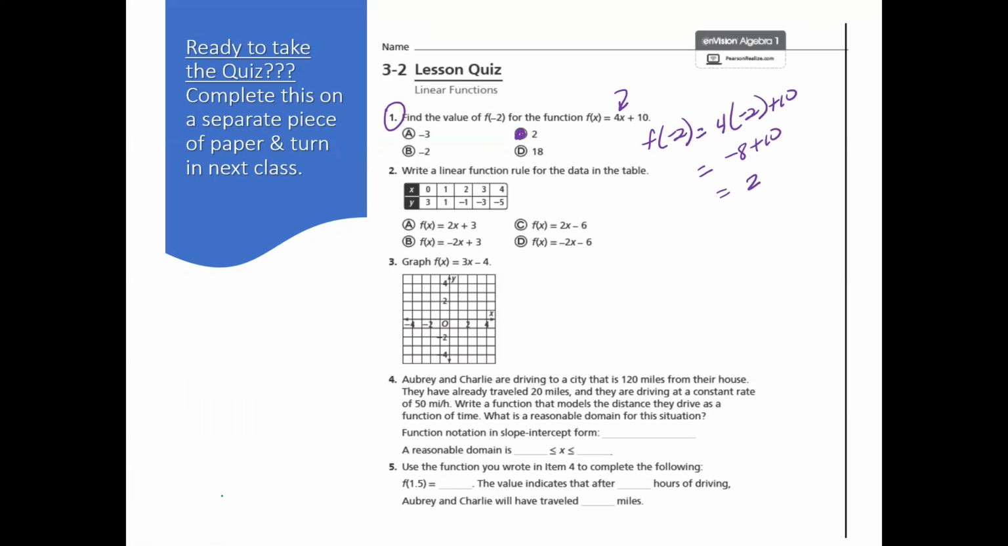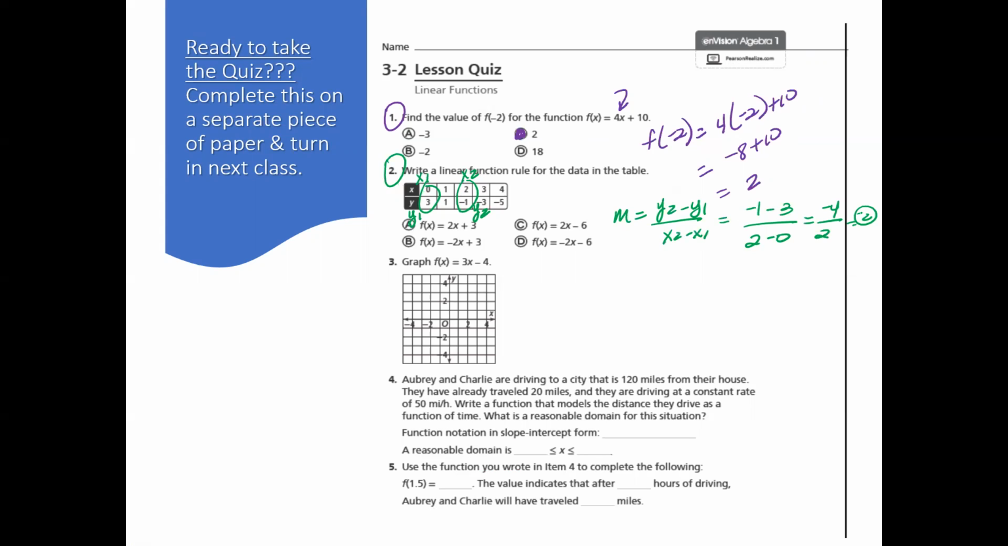Next, if you take a look at number 2, it says write a linear function rule for the data on the table. And once again, you want to pick 2 points. I'm going to pick this point and this point just randomly. Start off with your slope formula, which is y2 minus y1 over x2 minus x1. Let's label this x1, y1, x2, y2. So I will have -1 minus 3 over 2 minus 0, which is a -4 divided by 2, and that's a -2 for your slope.